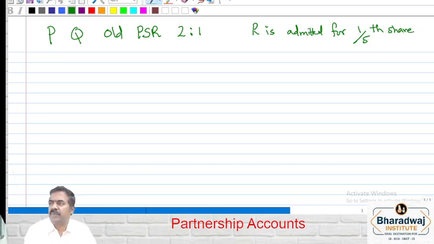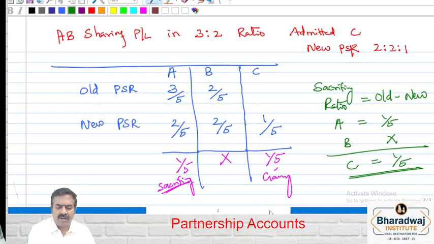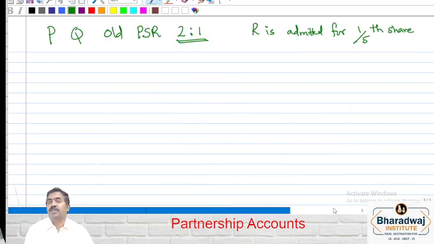Now, what is the difference between the last question and this question? The old ratio is 2:1. In the new ratio, only one partner is given: R, the admitted partner. What is missing? The others are not given. In the last problem, I was giving the new ratio of all. But in this problem, the new ratio is given only for R. How to work it out?